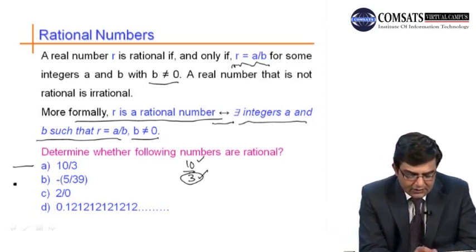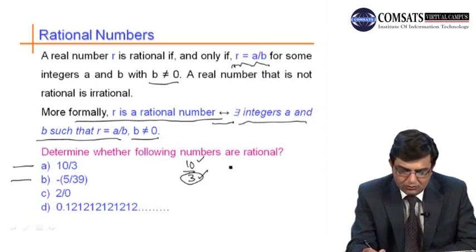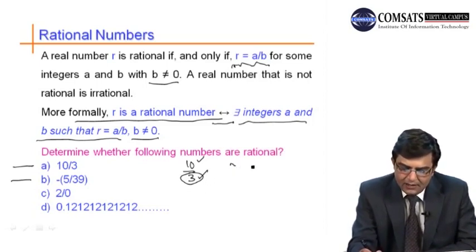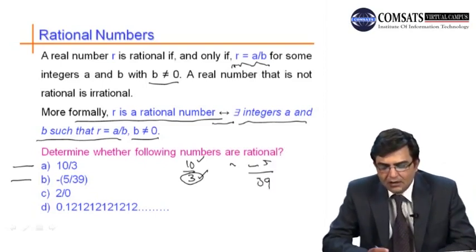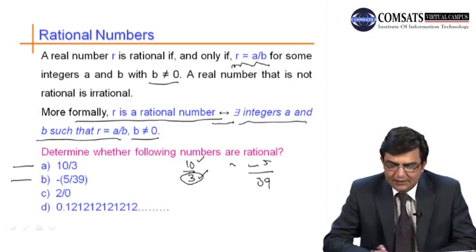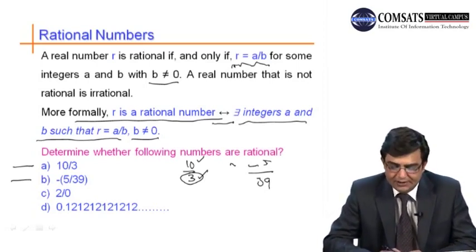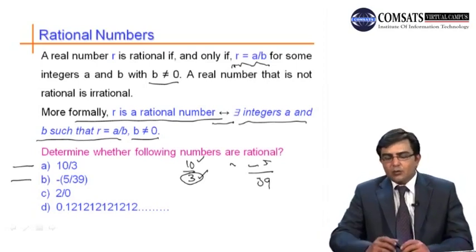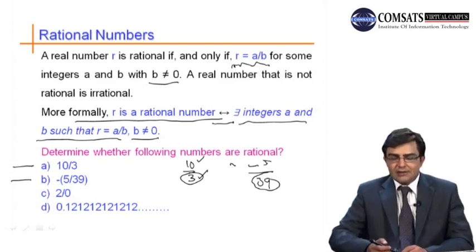Another number, in part B, is minus 5 by 39. Minus 5 is an integer, and 39 is an integer, and this number is written in the form of a quotient of two integers. So this is a rational number because the denominator, the number below in this quotient, is non-zero. Therefore this is a rational number.